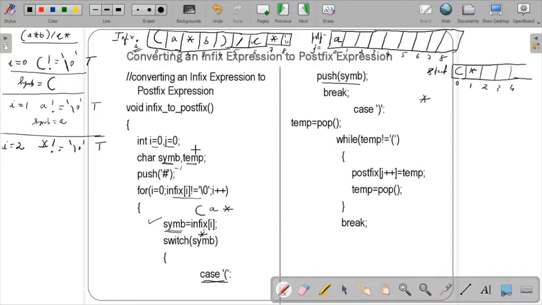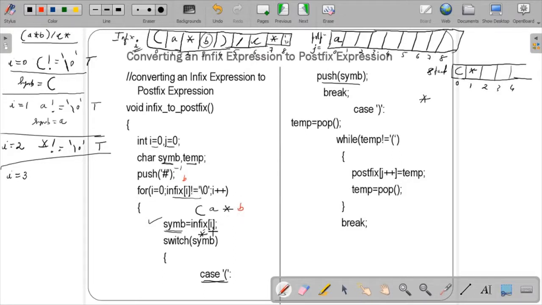Okay, so now again what happened? You came out of the loop. Now the iteration I will again increment. So I is 3, which means it is B over here. For B, what will happen? Infix of I is B here. So we'll check whether B is equal to null character. No, it is not equal to null character.